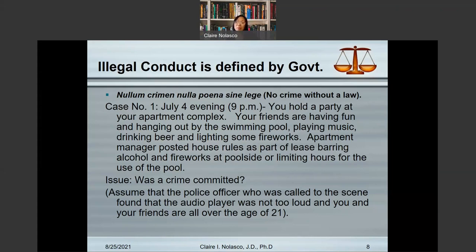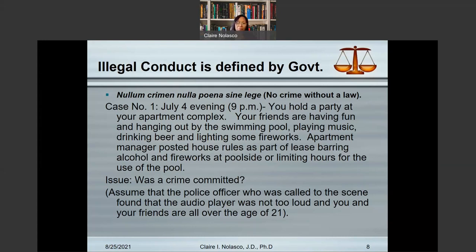If there is an unreasonable level of noise, it could be disorderly conduct. If some of your friends are underage, you could be violating laws on underage drinking. If some of your friends are drunk in public and could be a nuisance or a danger to themselves or others, it could be public intoxication, okay? But assuming that the police officer who was called to the scene found that the audio player was not too loud and you and your friends are all over the age of 21. What do you think? Is this a crime?